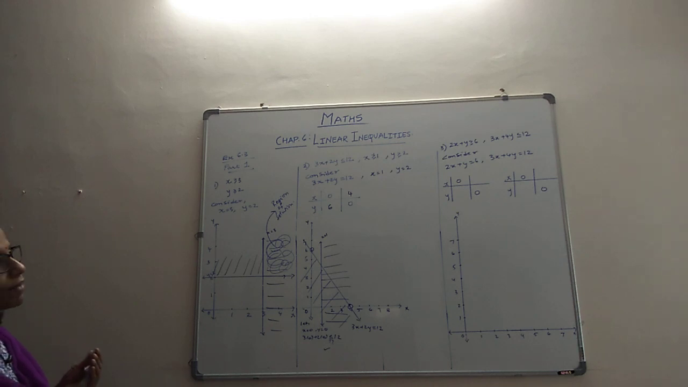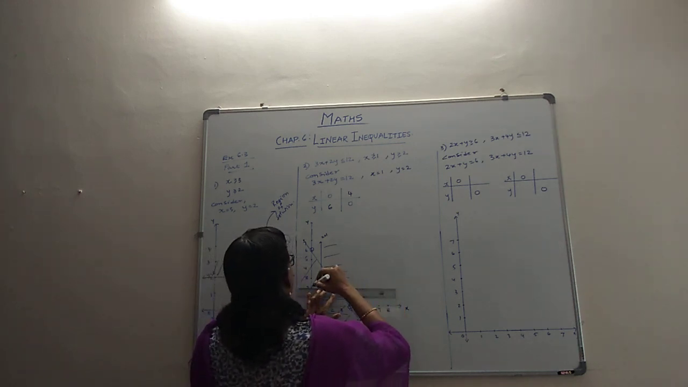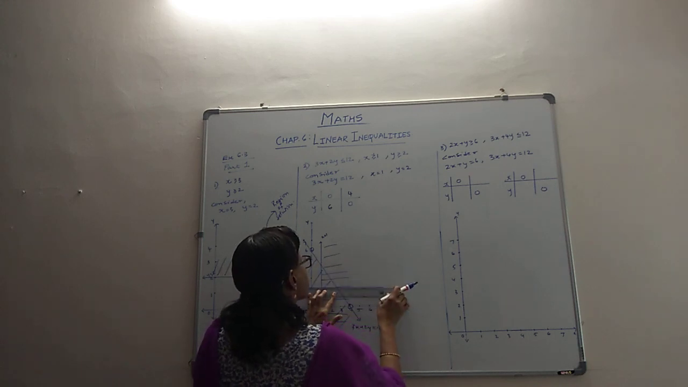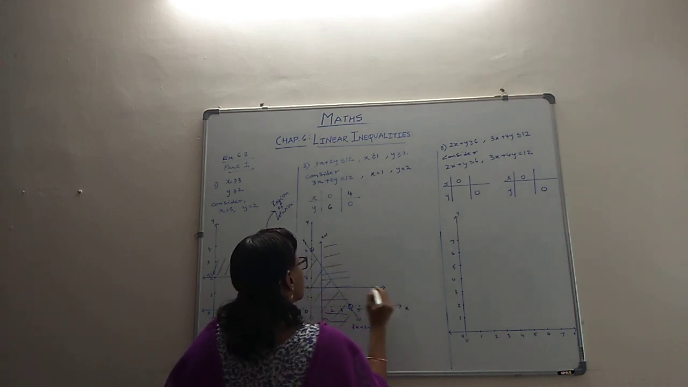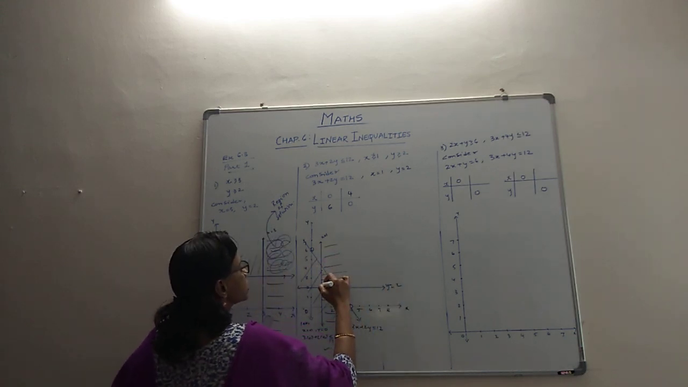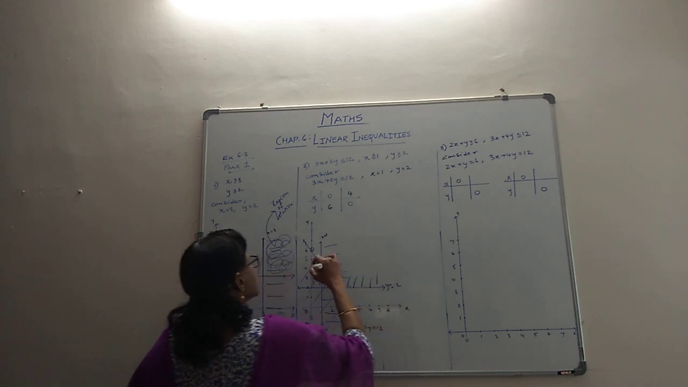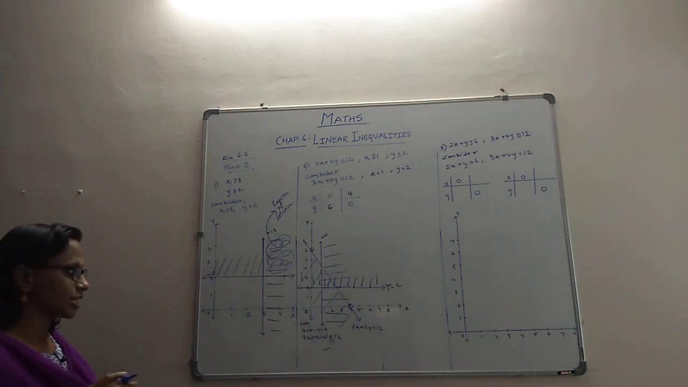Then they say y greater than or equal to 2. First we'll take y equal to 2. So y equal to 2 is here. And y greater than or equal to 2 means all the area that is on the top. So the region of solution is that area where all these three are occurring.